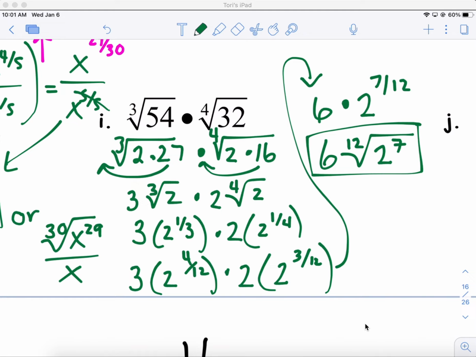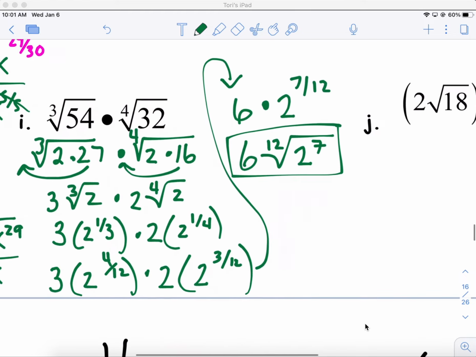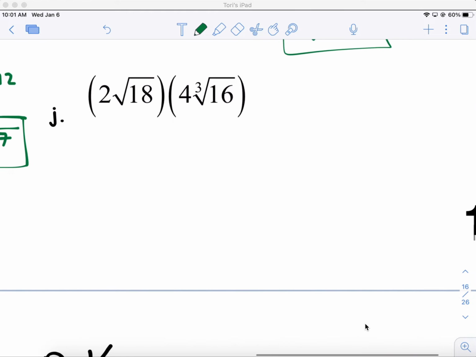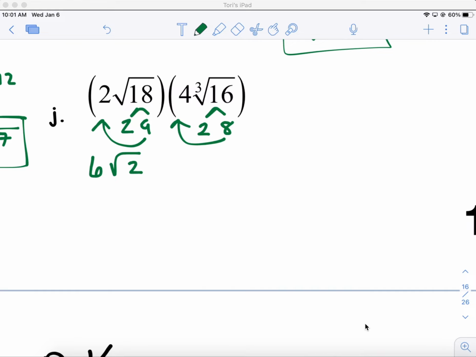All right, deep breath. We are almost there. Last problem, my friends. All right, for J, we can definitely square root a number inside of 18 because this is 2 and 9. We can definitely cube root a number inside of 16 because this is 2 and 8. So the 8 can come out and the 9 can come out. I'm going to change that into 6 square root 2 multiplied by an 8 cube root of 2.